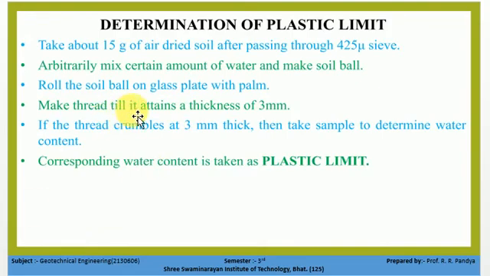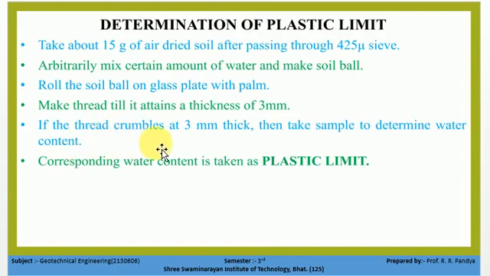Roll the soil ball on a glass plate with the palm, applying a negligible amount of pressure. Make a thread until it attains a thickness of 3 mm. To check the thickness of 3 mm, take a 3 mm rope as a reference.